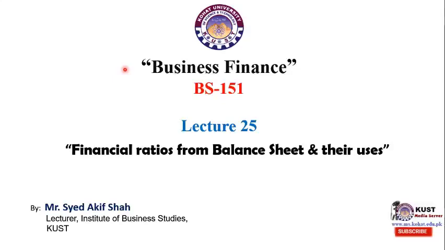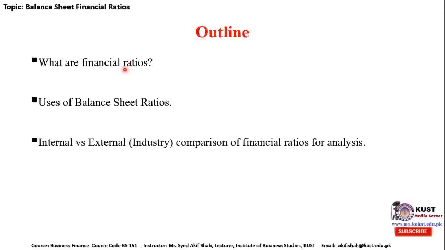Technology. The title of this course is Business Finance, and the course code for this subject is BS 151. This is lecture number 25, and the topic for today's discussion is financial ratios from balance sheet and their uses. The outline of this lecture consists of the discussion regarding what are financial ratios, secondly, uses of balance sheet ratios, and third, the internal versus external industry comparison. External means the industry comparison of financial ratio for analysis purposes.